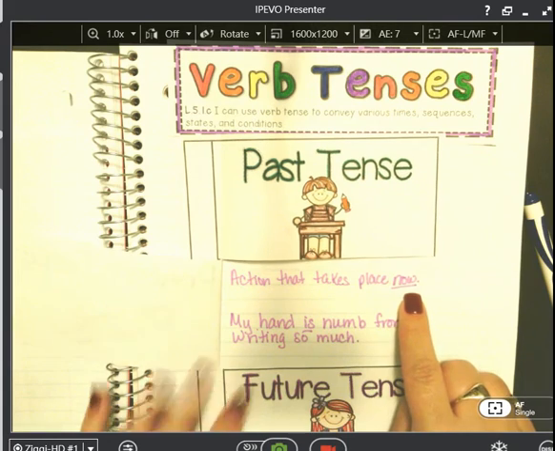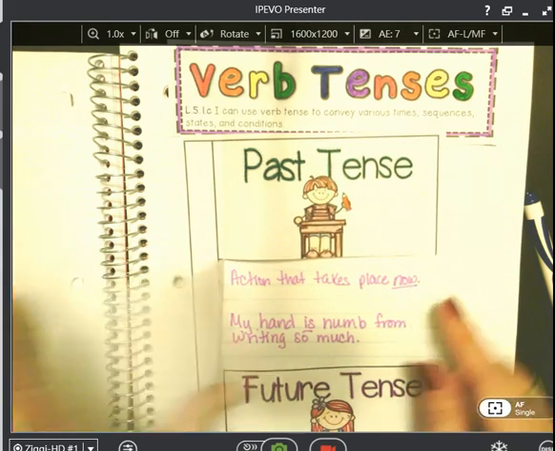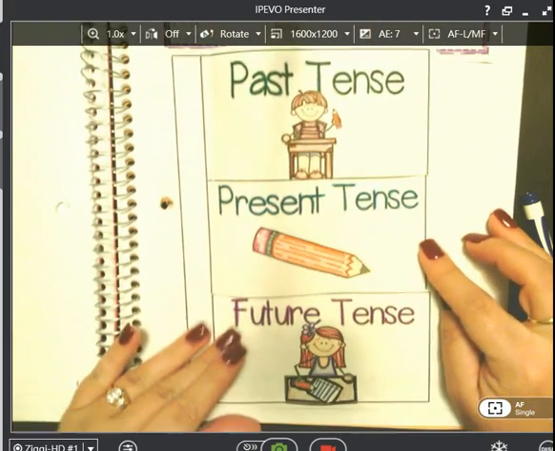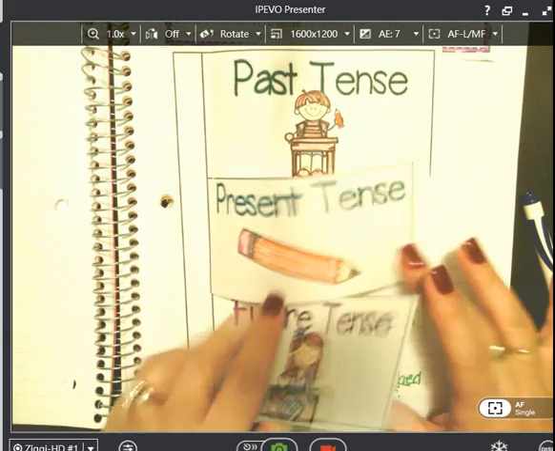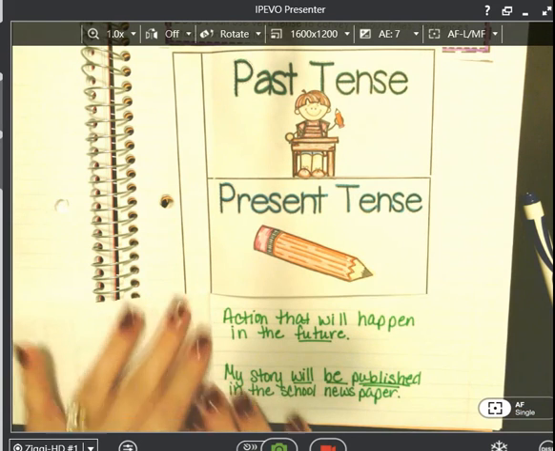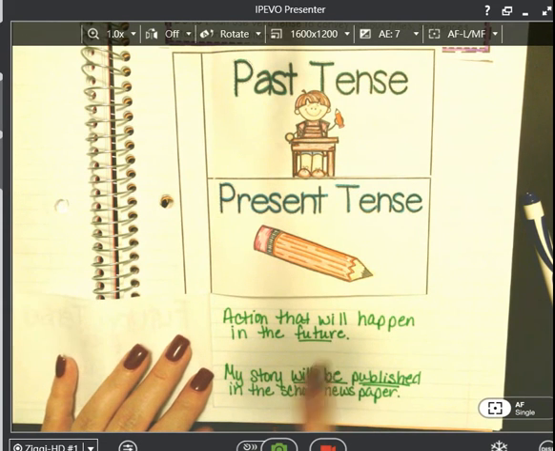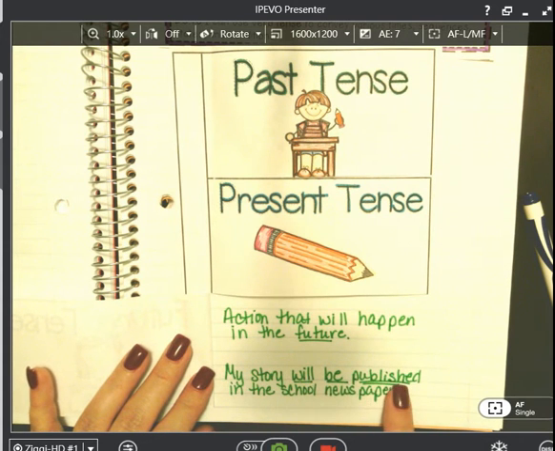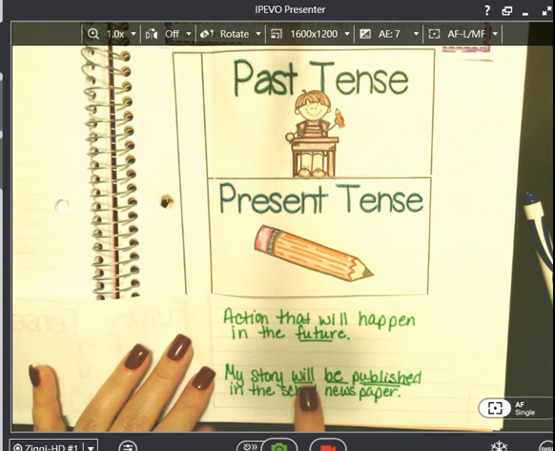Then we have our future tense verbs down here at the very bottom, and our future tense verbs are obviously actions that will take place in the future. My story will be published in the school newspaper. Will be published, that's our three-letter verb phrase that we were talking about last week that has the future tense in there. Will be published.